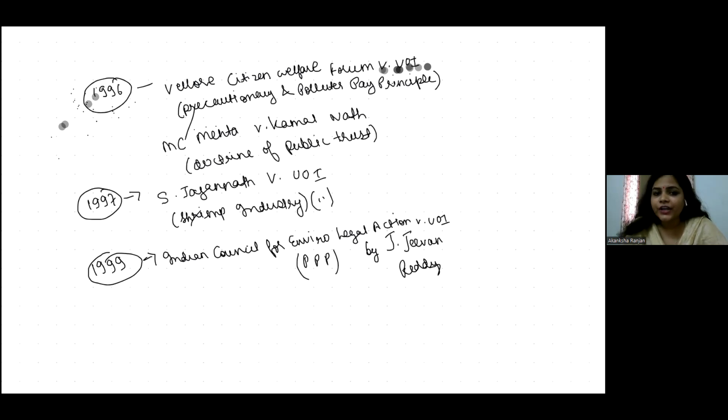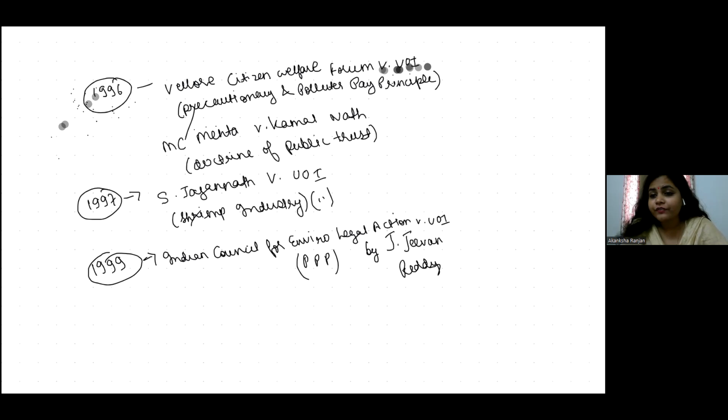1997 is S. Jagannath versus Union of India, in which the shrimp industry was questioned, and the pollution that it was causing was discussed. And in this, again, precautionary principle and polluter pays principle were discussed. Then 1999, in which Indian Council for Enviro-Legal Action versus Union of India happened, in which again polluter pays principle was discussed, and this decision was given by Justice Jeevan Reddy.